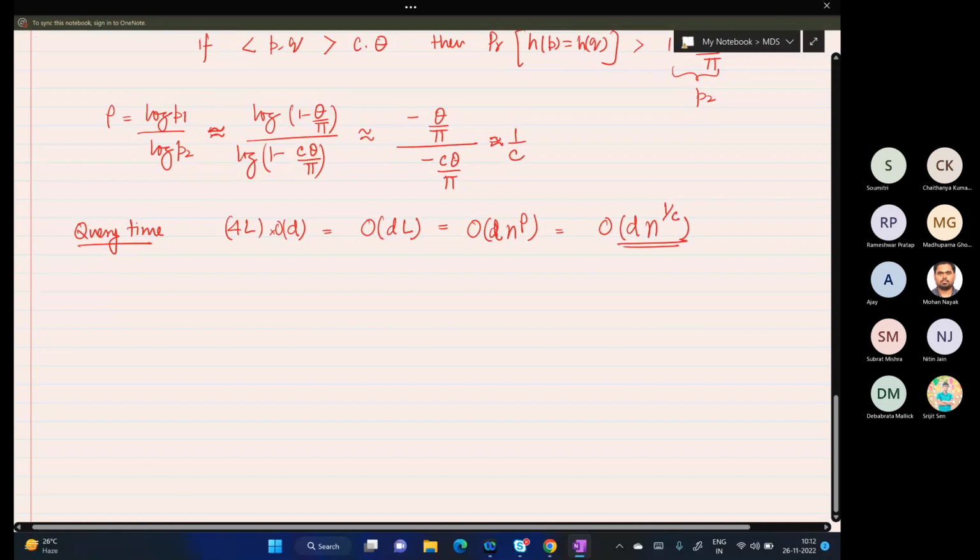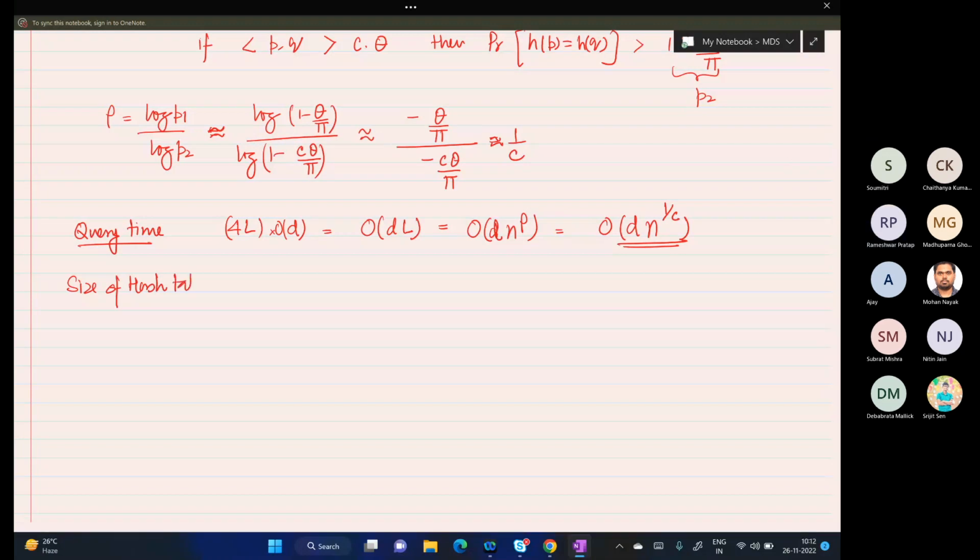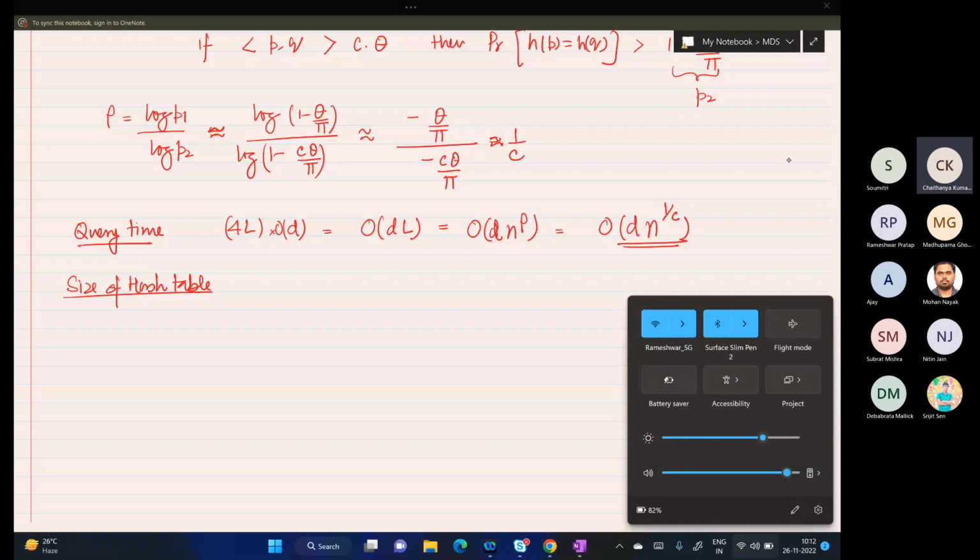Okay. And the size of the hash table. Any idea what the size of the hash table will be? Maximum of LK. I mean LK.